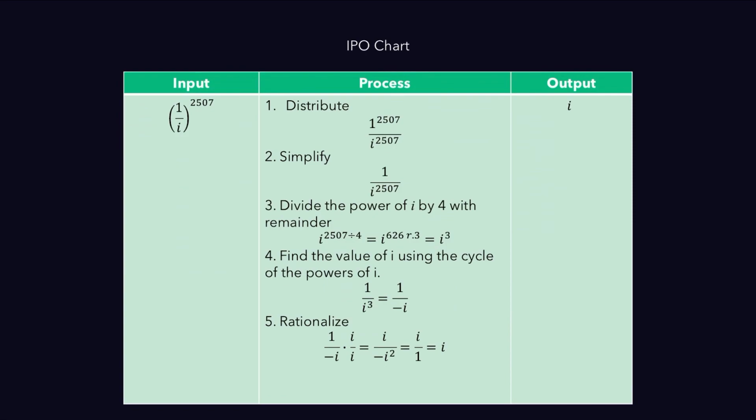In order to solve for this, we are to firstly distribute the exponent 2507, then we are to simplify the equation, getting 1 over i raised to 2507. Then we are to divide the exponent of i by 4 whilst keeping the remainder. Using the remainder, which is 3, we are to find the value of i using the cycle of powers of i. Since we got negative i, we are to rationalize the denominator by multiplying both numerator and denominator by i. Hence, we get the simplified answer, which is i.